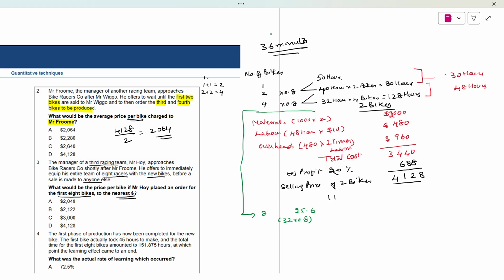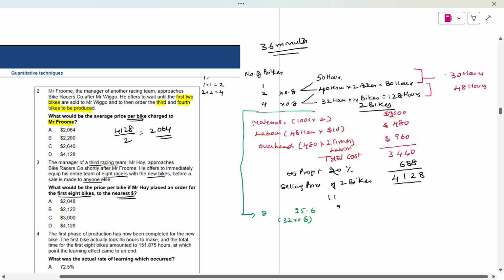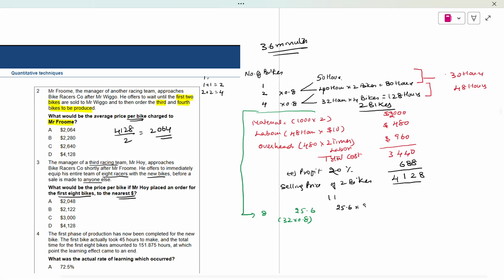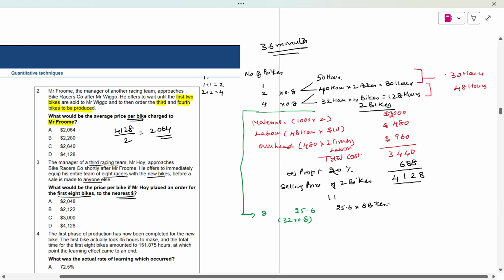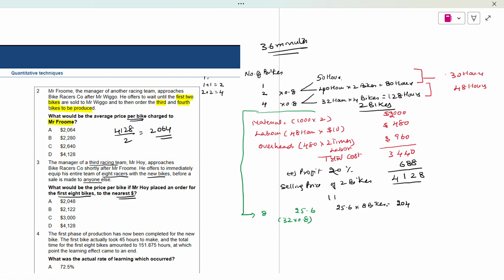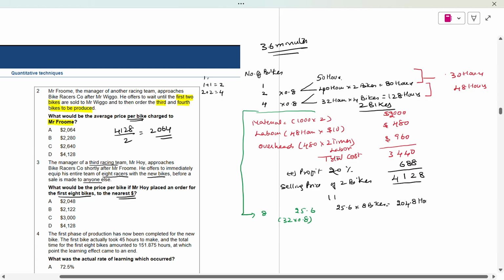How much are they going to use? They are using 8 bikes. 25.6 into 8 bikes. How much is there? 25.6 times 8 comes to how much? Quick, very quick, dear. 204.8. What is the difference? 204.8 minus 128. How much will it come to?